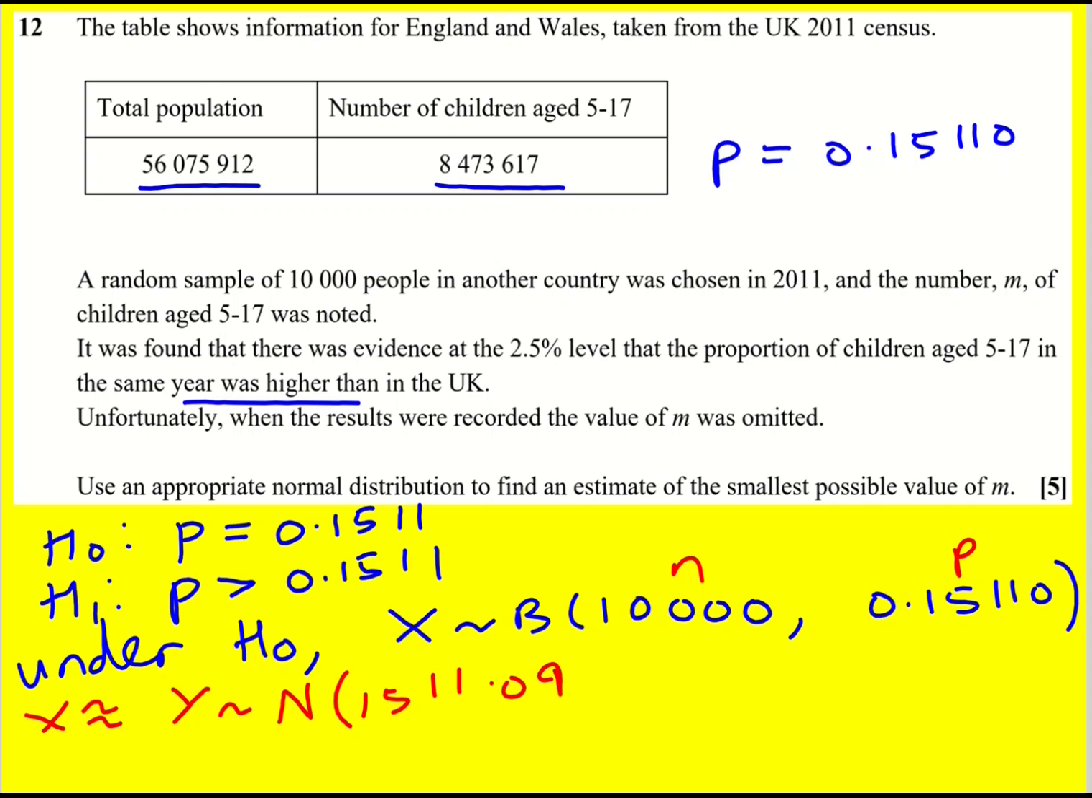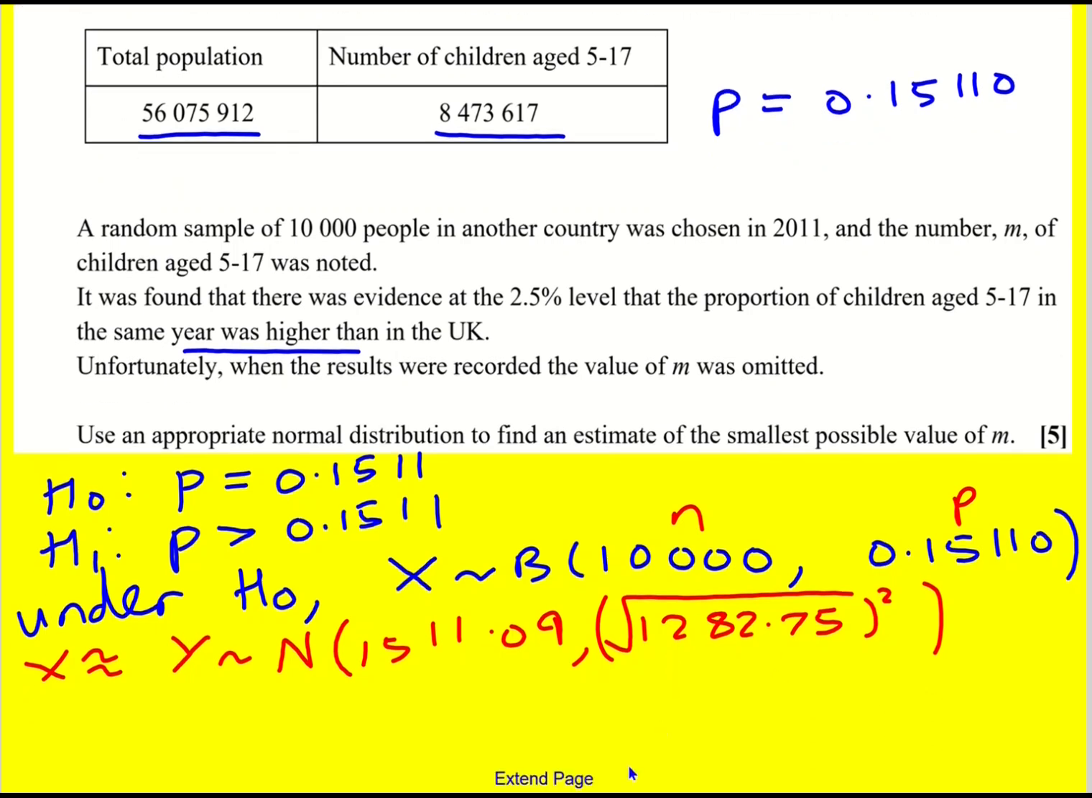Yeah, so I didn't actually include enough figures originally. It's not going to matter. And then to get the variance, this is all in the formula book, you would then times by 1 minus p. And this then gives 1282.75. What I like to do is write it as a square root and then square it. So we're just reminding ourselves we've got our standard deviation in there, the square root of 1282.75.